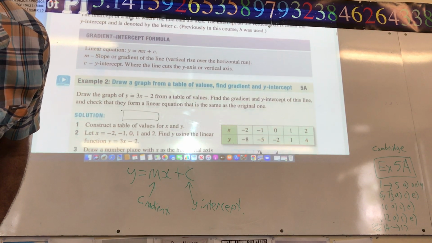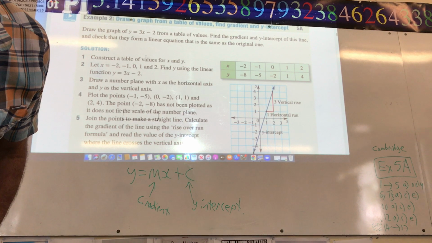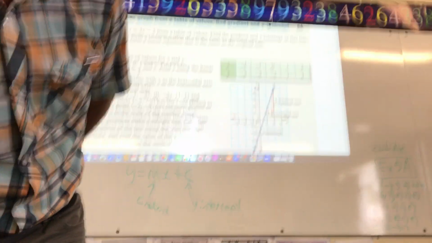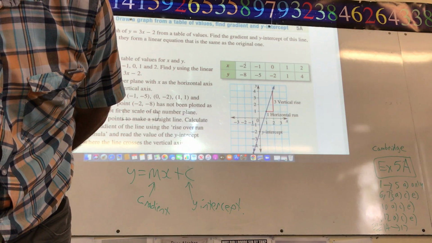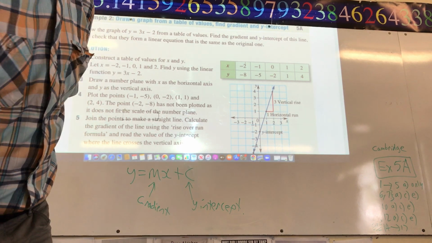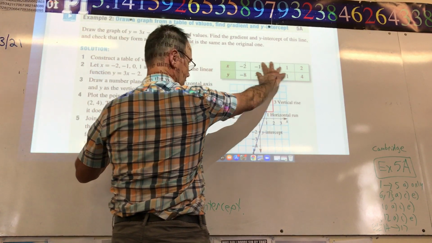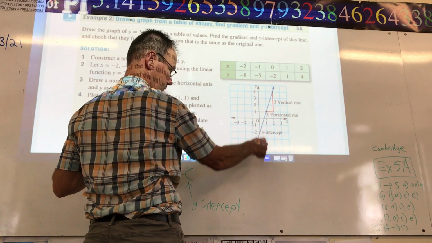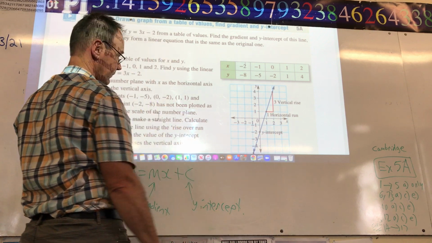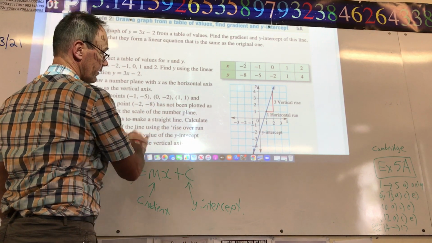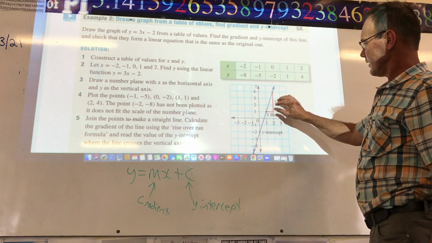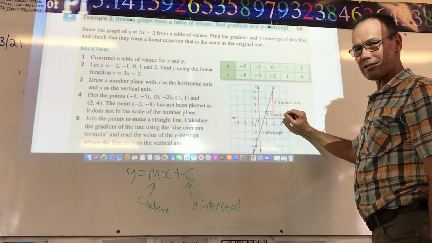All right, so the next example just says draw y equals 3x minus 2 from a table of values. That means doing what we did before, plotting the points. And then find the gradient and y-intercept of the line and check that they work with the rule. So let's pretend you've drawn it like before, like that. What's the y-intercept? It's always where it cuts the y-axis: minus 2. And what's the gradient? Now, this sometimes confuses people because they're never sure which points to use. It actually doesn't matter which points you use.